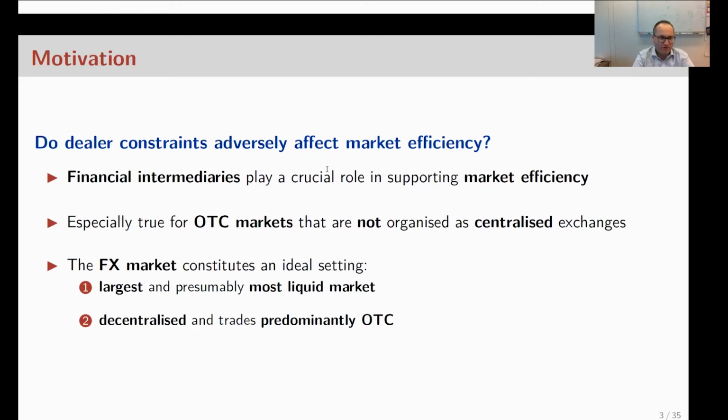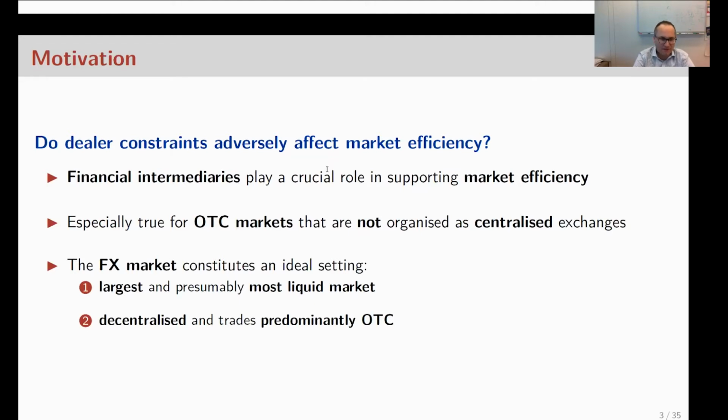And this is especially the case for markets that are traded over the counter, and are not all-to-all markets, but that essentially have a decentralized market structure, i.e. not organized as centralized exchanges. One key market that is traded OTC is the foreign exchange market. And it's essentially a very good laboratory for our work, because it is the largest of the OTC markets, and presumably also the most liquid market out there.